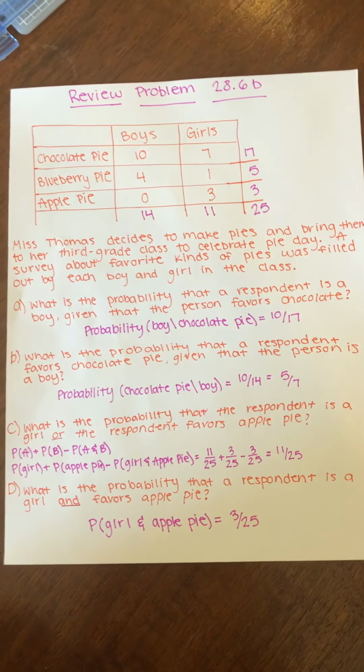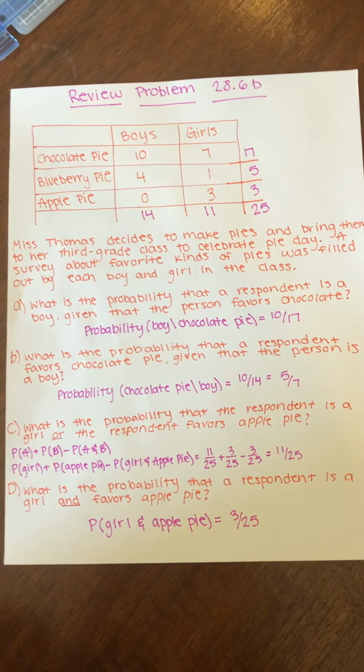pies, we have to look up at our table and see that there were 10 boys who liked chocolate pie, and that there were a total of 17 respondents that chose chocolate pie. So our answer would be 10 over 17. So the probability that a respondent is a boy given that the person favors chocolate is 10 over 17. And then the next problem is the same type of problem as the one above.